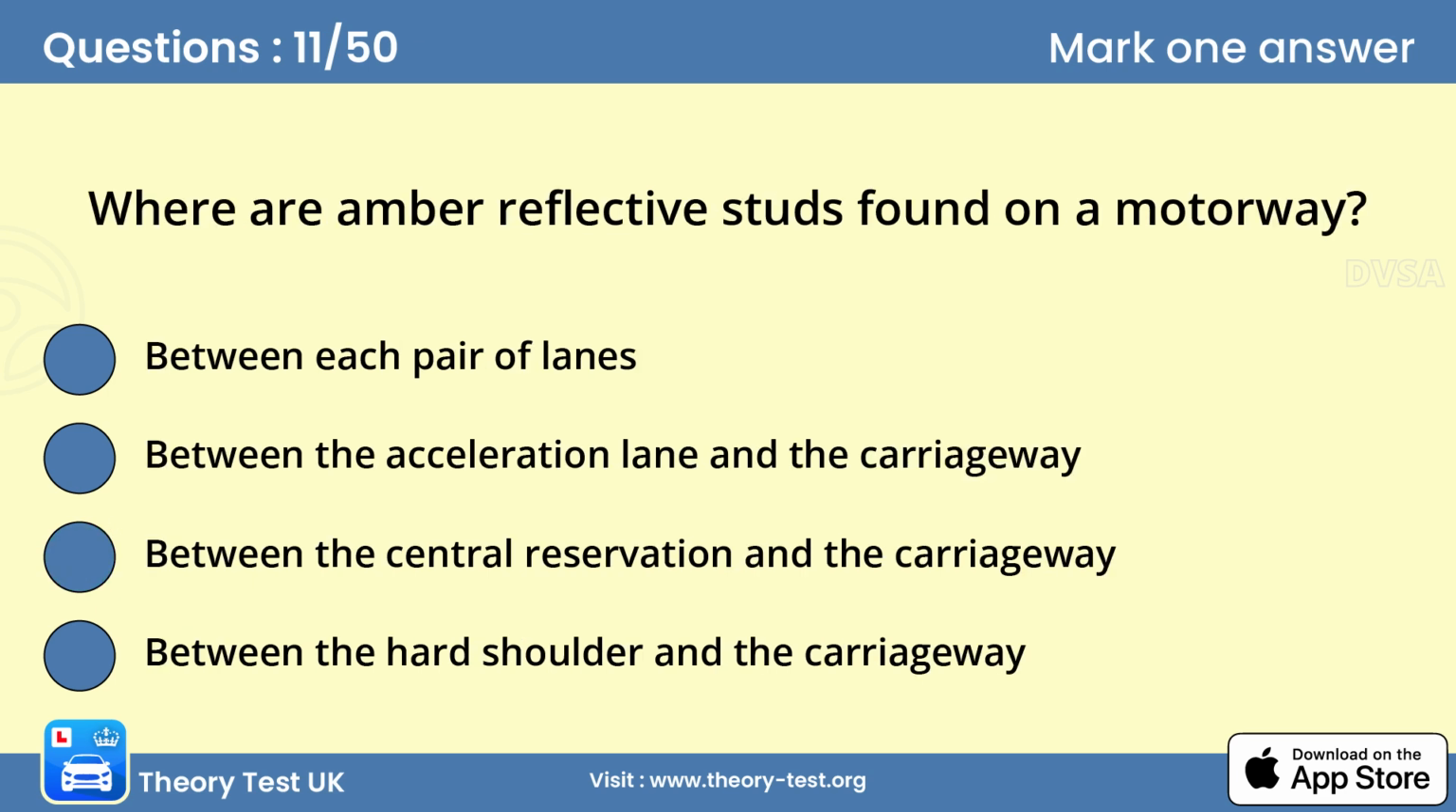Question 11. Where are amber reflective studs found on a motorway? C. Between the central reservation and the carriageway. On motorways, reflective studs of various colors are fixed in the road between the lanes. These help you to identify which lane you're in when it's dark or in poor visibility. Amber-colored studs are found on the right-hand edge of the main carriageway, next to the central reservation.